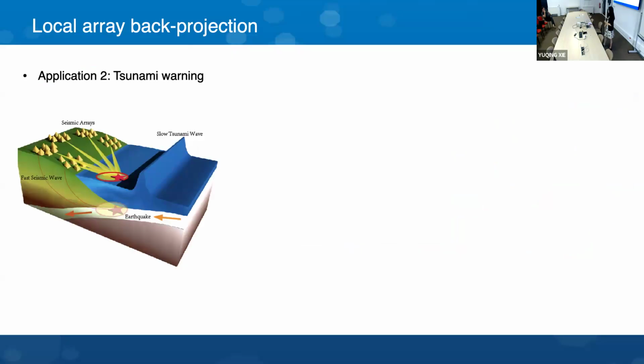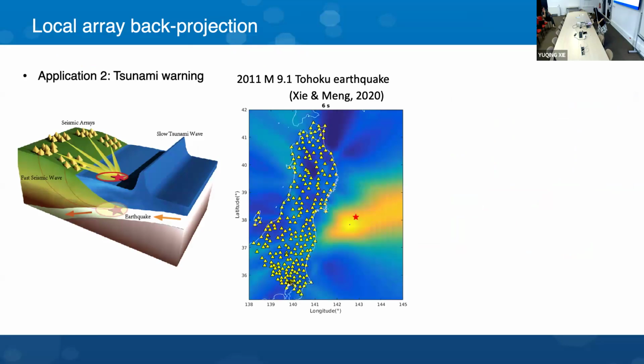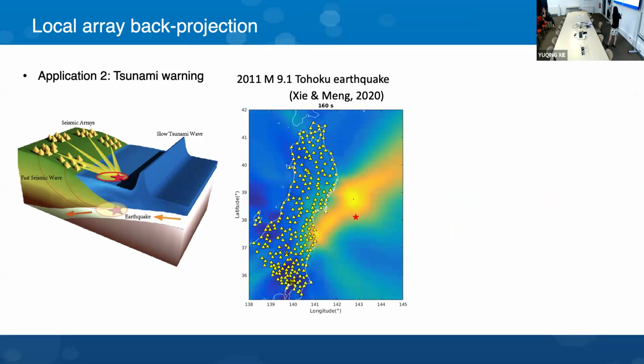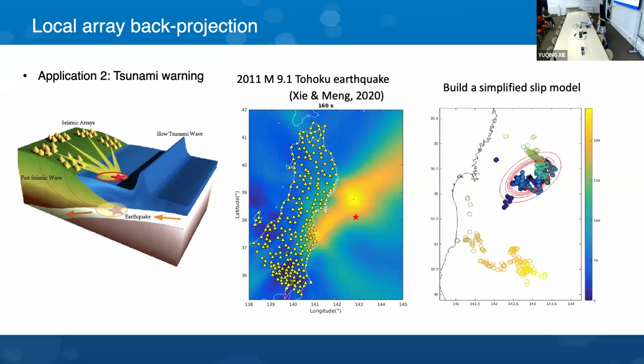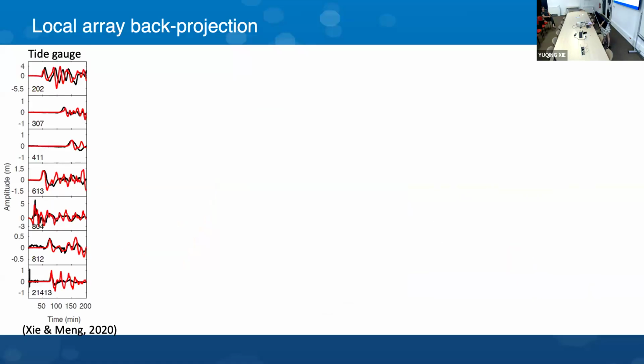Another motivation is to build an early warning system. Here is the application to the Tohoku earthquake using the Hi-net and K-NET networks. This is the result of the back projection. The very light color is the location of the low frequency radiation, because tsunami is more related to the low frequency period. After we get the result, we build a very simplified fault model to predict the tsunami waves. And this is the comparison between the recorded and the predicted tsunami waves.